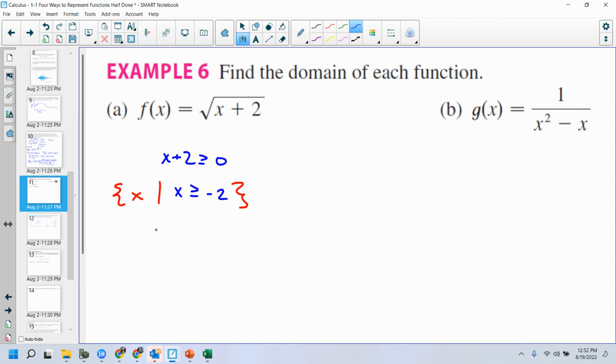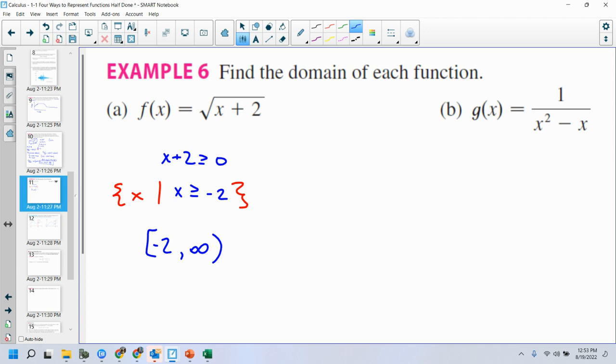Greater than or equal to -2. So still equal to -2, but any other number bigger than -2, right? So -2 to infinity. Remember, you always put a parenthesis on infinity. You never bracket infinity. And that's how we represent greater than or equal to -2. Okay, so we got the domain there.